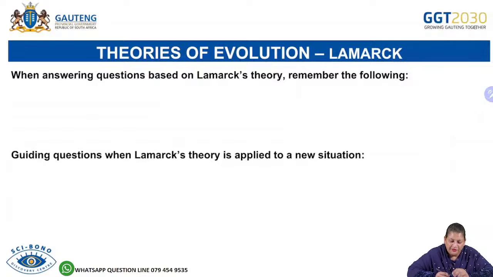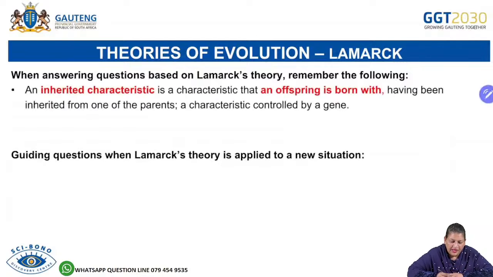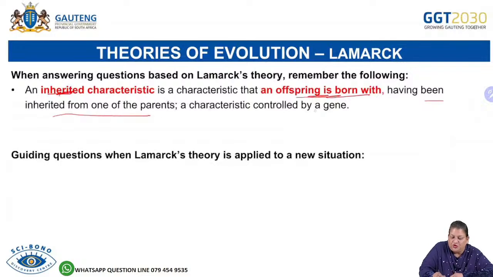You must remember, first of all, that an inherited characteristic is a characteristic that an offspring is born with. When something is inherited, that offspring is born with it, okay? Having been inherited from one of the parents, it's controlled by a gene. So anything that's inherited is actually coming from a gene from the parents.